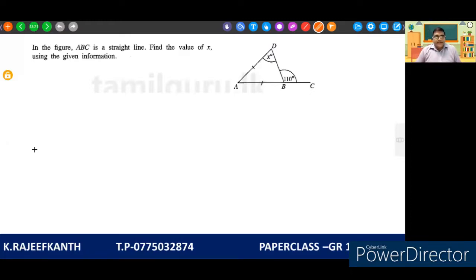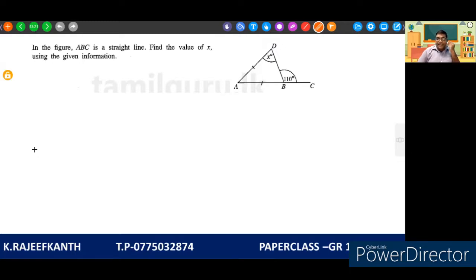In the figure, ABC is a straight line. Find the value of x using the given information. So here ABD is a triangle. ABC is a straight line, and AD and AB are equal. And they have given that angle DBC equals 110 degrees. So now we have to find the value of x.